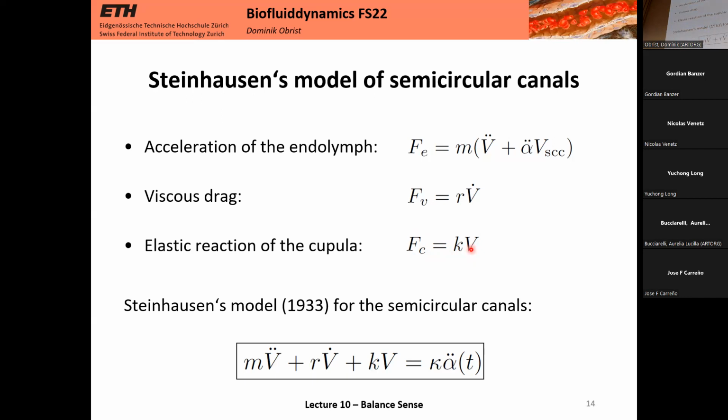So this is like this elastic force, which is proportional to the volumetric displacement. So we have these three forces, and of course the sum of the three forces should be a balance, should be zero. So if we add all of them up, we end up with this equation here. This is Steinhausen's model.